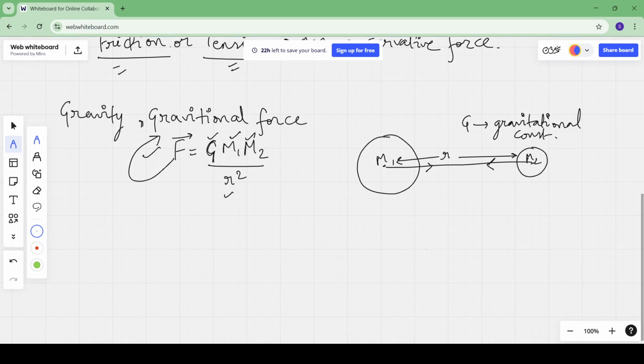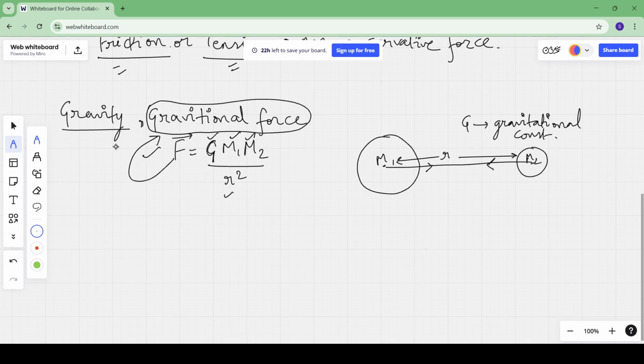It acts between any two masses in the universe. If there is a mass, then it is going to attract the other mass with this force, depending on the variables: the value of capital G, the distance r between the two masses, and the individual masses m1 and m2. So it acts between the two bodies having masses m1 and m2.